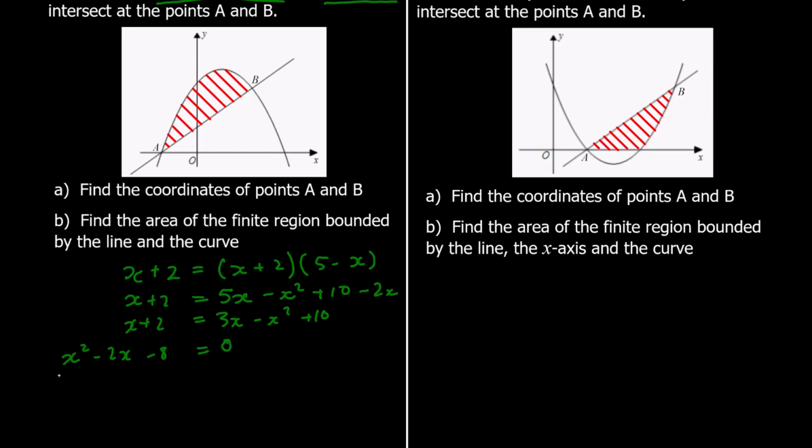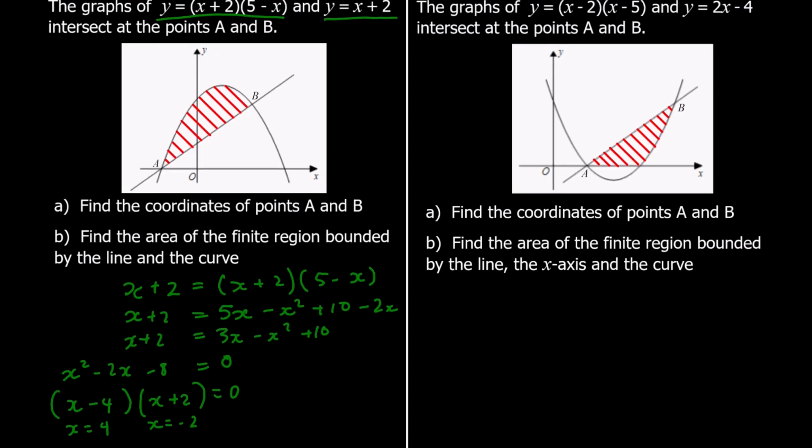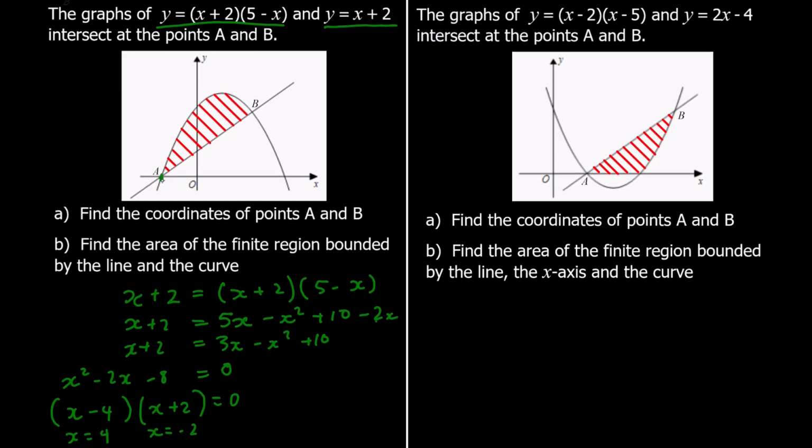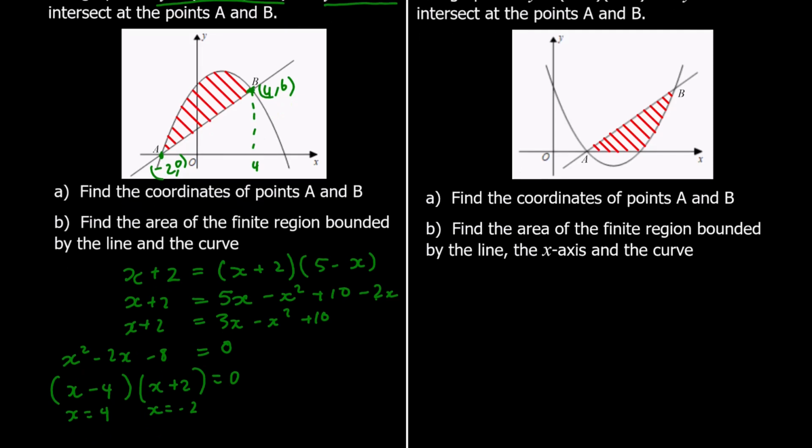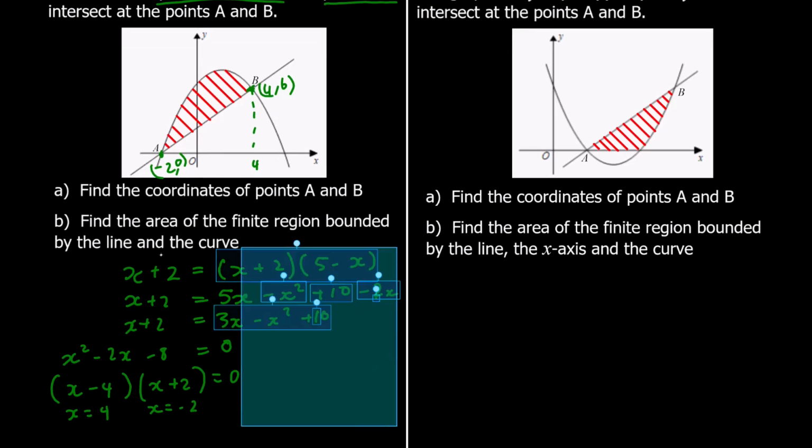Now we can factorize it. So we've got x, it's going to be 4 and 2, so x minus 4, x plus 2. So x is going to be equal to 4 and negative 2. Those are our x coordinates. Our y coordinates, so y is x plus 2. Negative 2 plus 2 is 0. 4 plus 2 is 6. So we've got negative 2, 0, and 4, 6. They are our points of intersection.